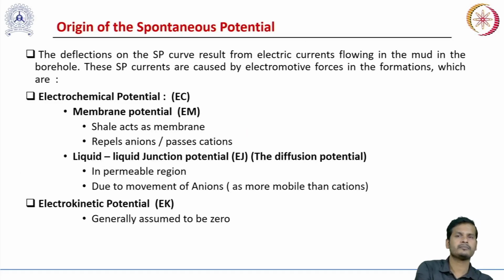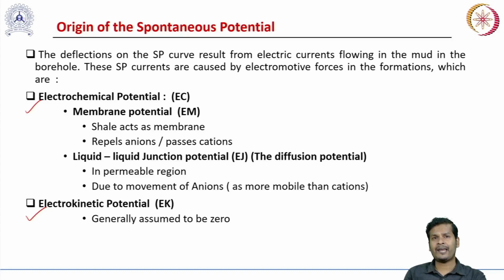Now coming to the origin of spontaneous potential, as I mentioned, this potential exists because different types of fluid exist inside the wellbore which have different salinity. So due to interaction between the shaly rock, the formation fluid and the wellbore fluid, our spontaneous potential exists. This spontaneous potential can be clubbed into two components. One is the electrochemical potential, second is the electrokinetic potential.